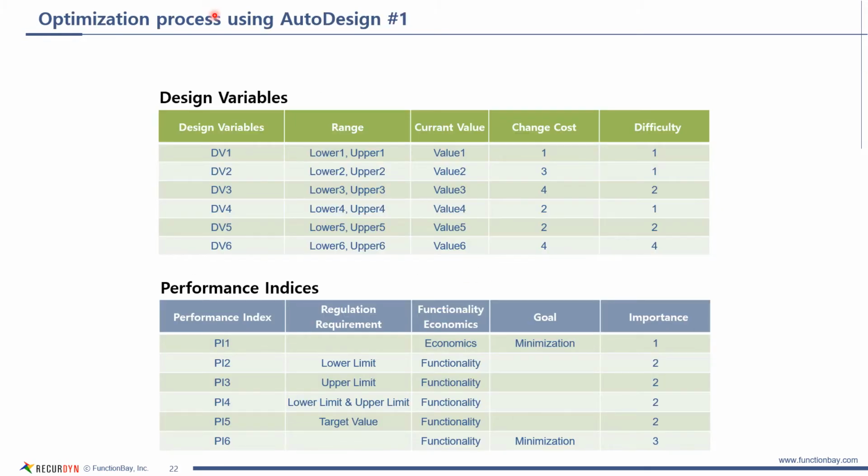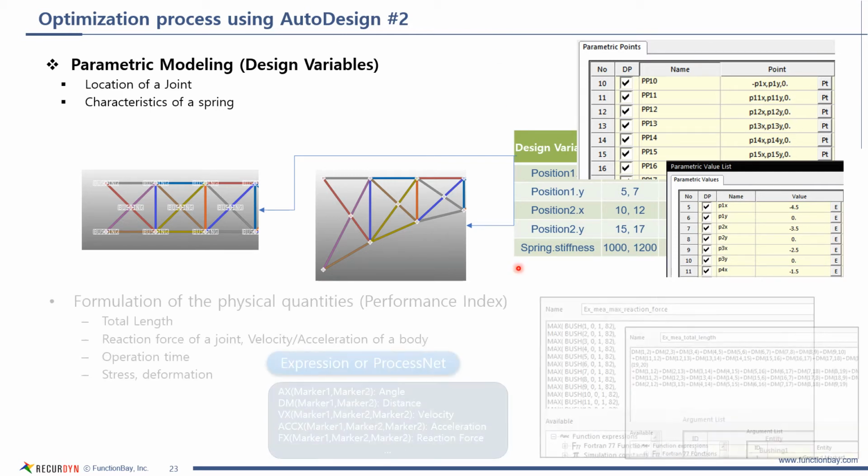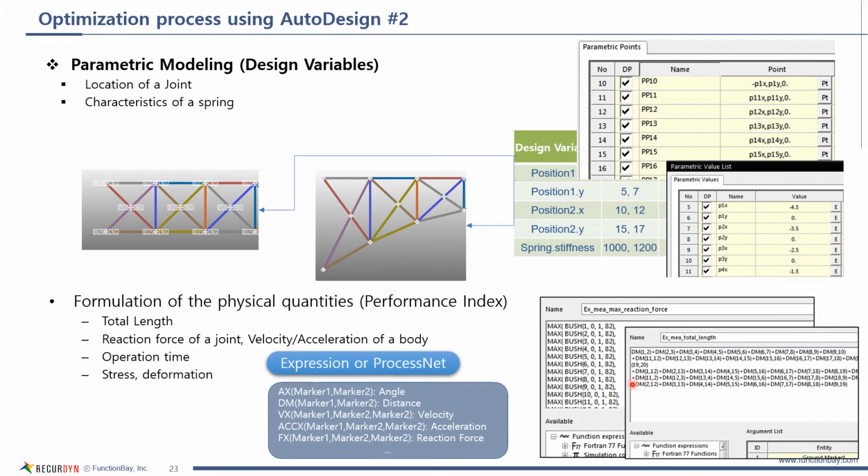The first step in using AutoDesign is to list the design variables and performance indices like this. Now, we will take the information from the list and prepare them for the optimization process. Express the design variables using parametric values if you haven't already done so. After that, define the performance indices. Normally, this is done using expressions. However, you can use a scope or processNet function instead of an expression for the performance indices.